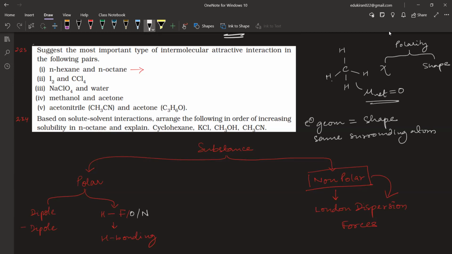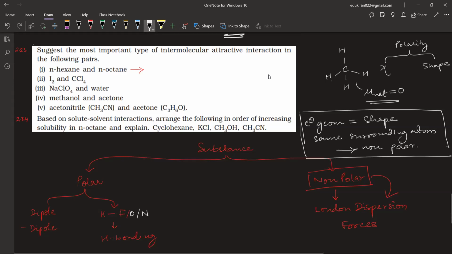And in this case also, what do we have? Hydrogens, hydrogens, hydrogens, hydrogens. All of the atoms are the same. So when you have electronic geometry equal to shape, and the surrounding atoms are the same, it means that the molecule will be non-polar. Okay, so this is an observation that you can remember. When the electronic geometry is equal to shape and the surrounding atoms are the same, then the molecules are non-polar.